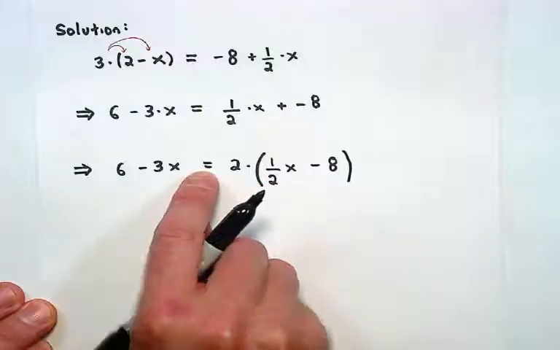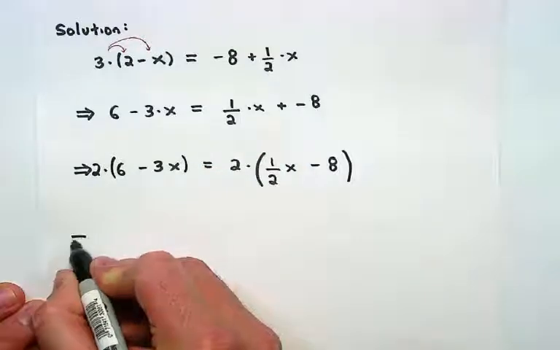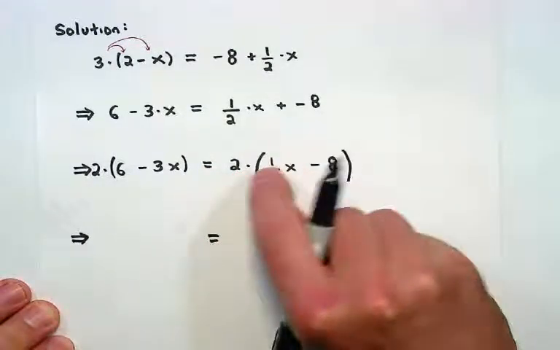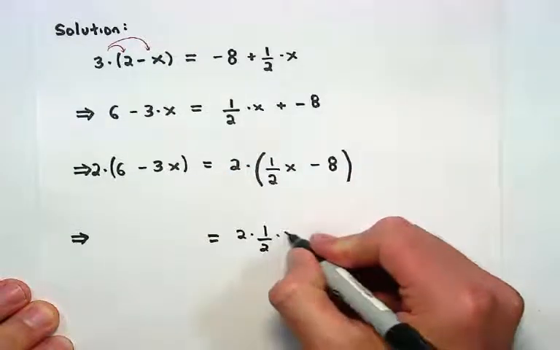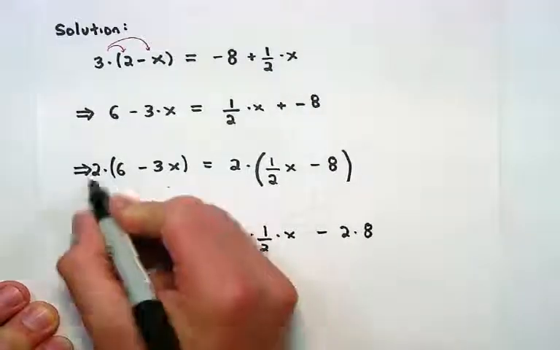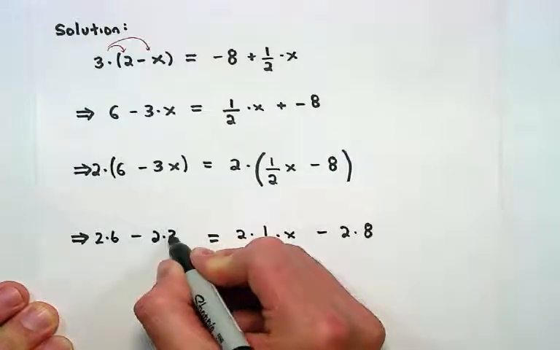But this is an equal sign. Anything I do to the right-hand side, I must also do to the left-hand side. In this situation, I can distribute the 2 times 1/2 times x minus 2 times 8. Over here, I can distribute the 2 as well. This is 2 times 6 minus 2 times 3 times x.